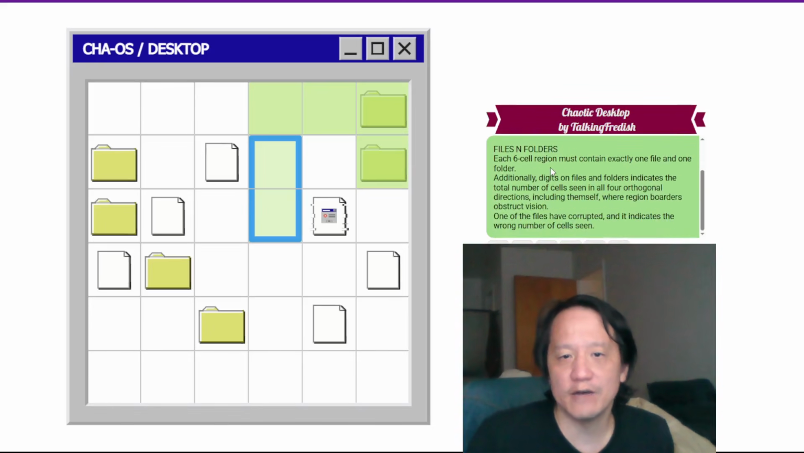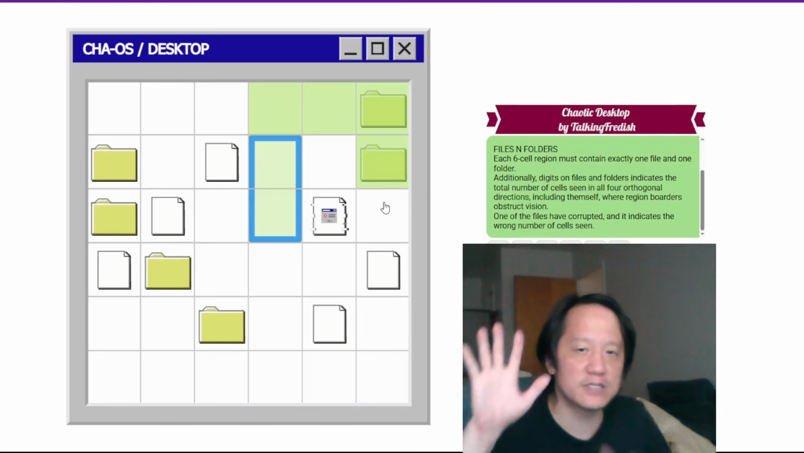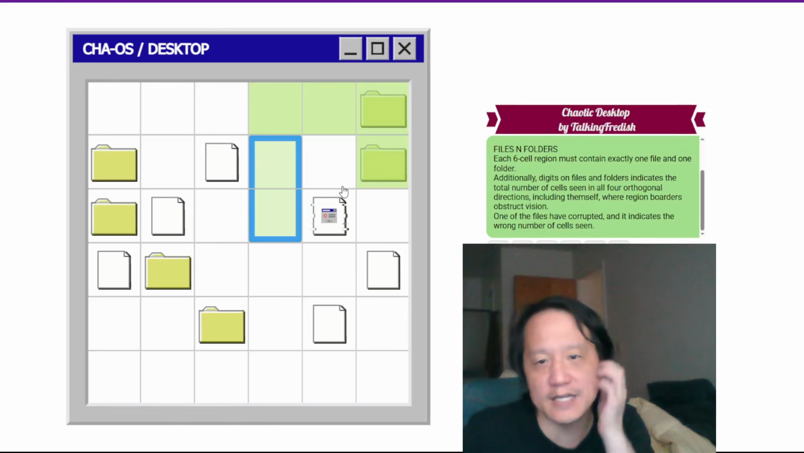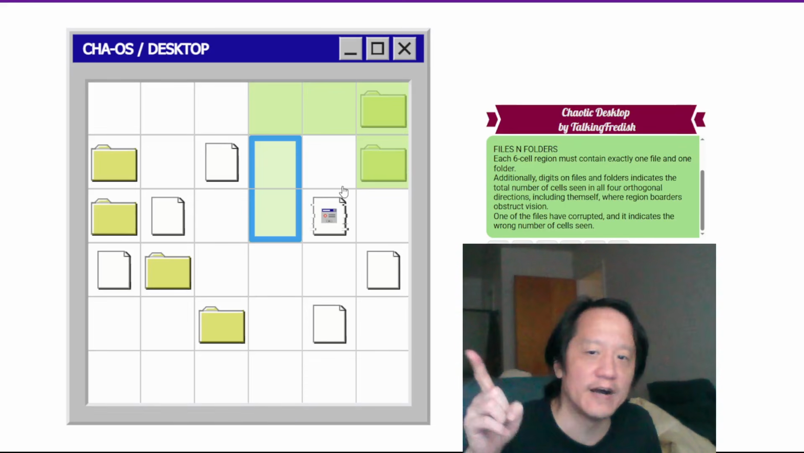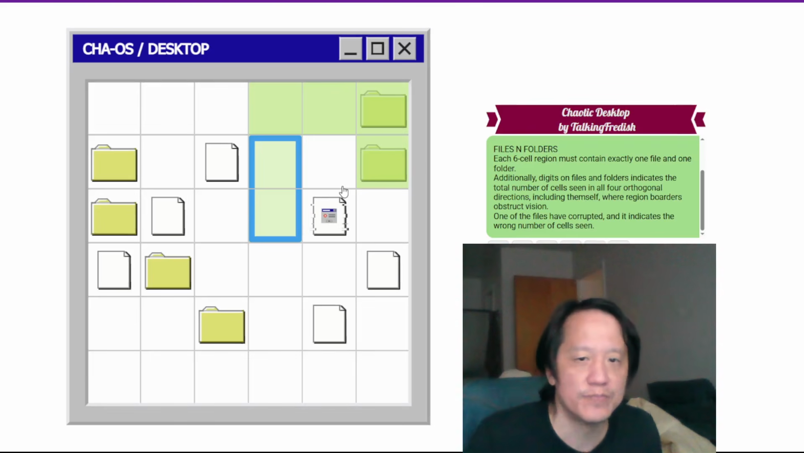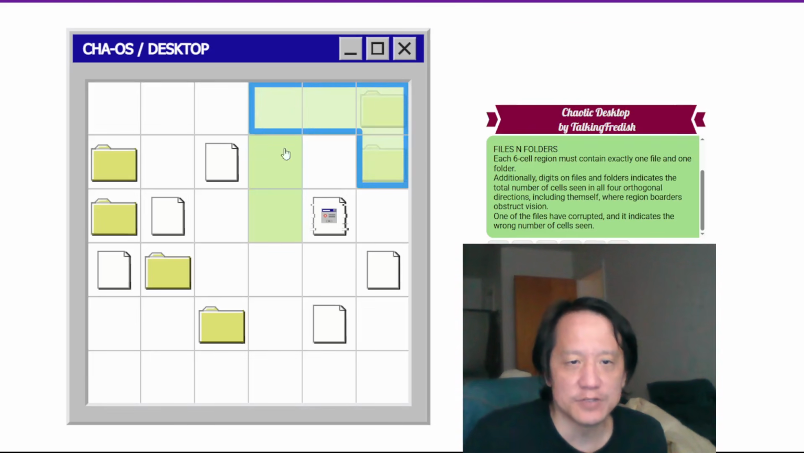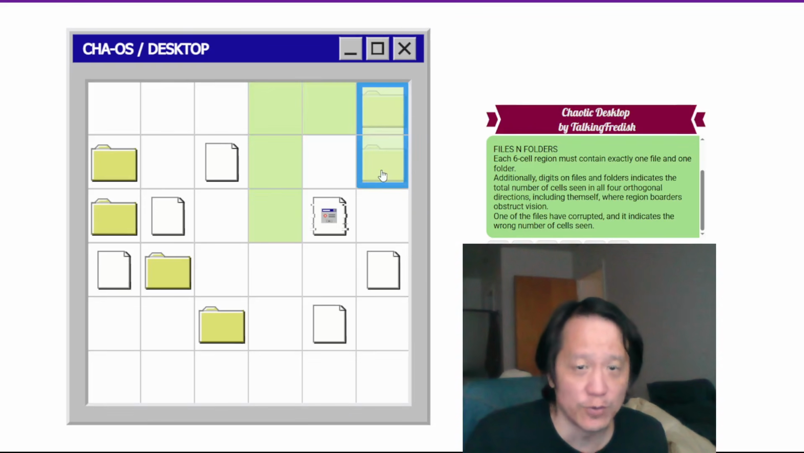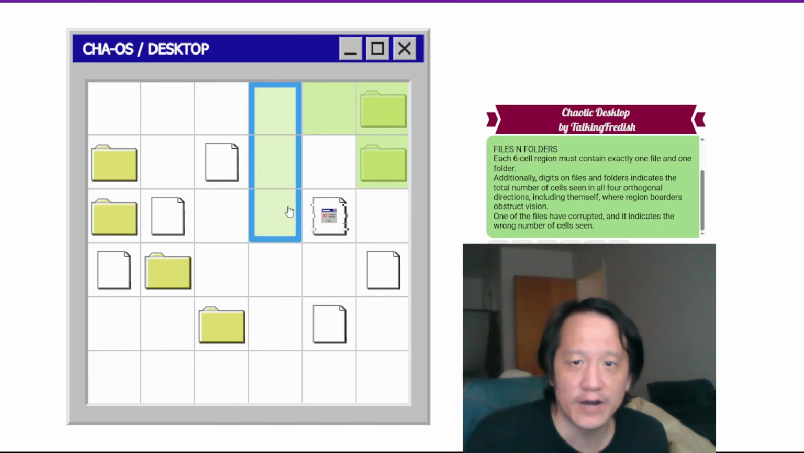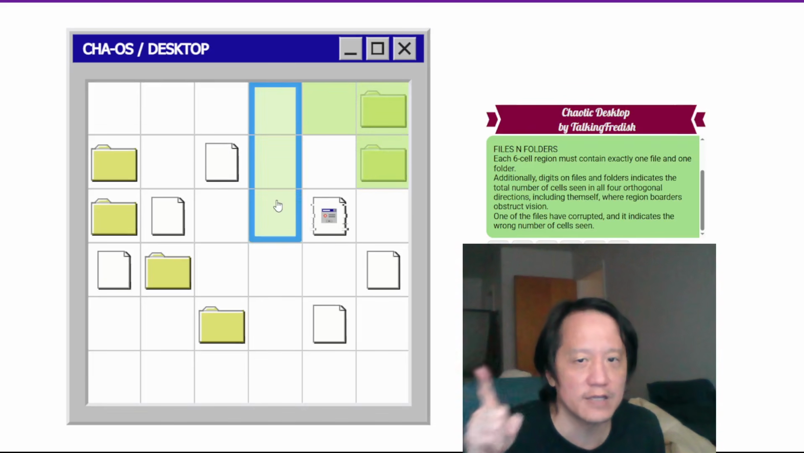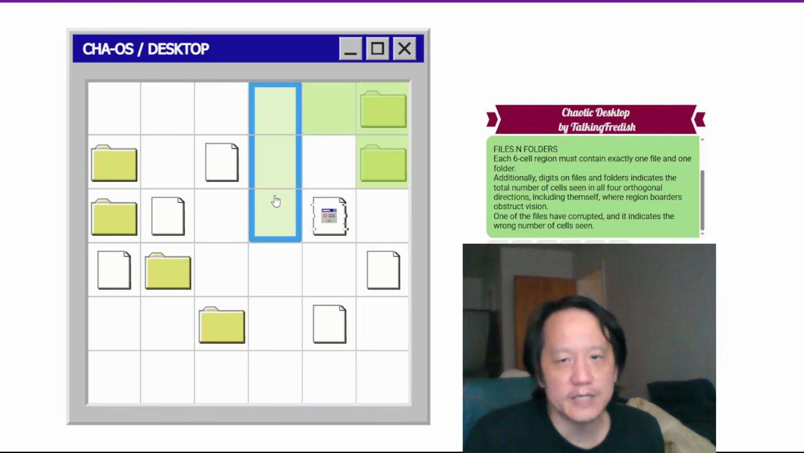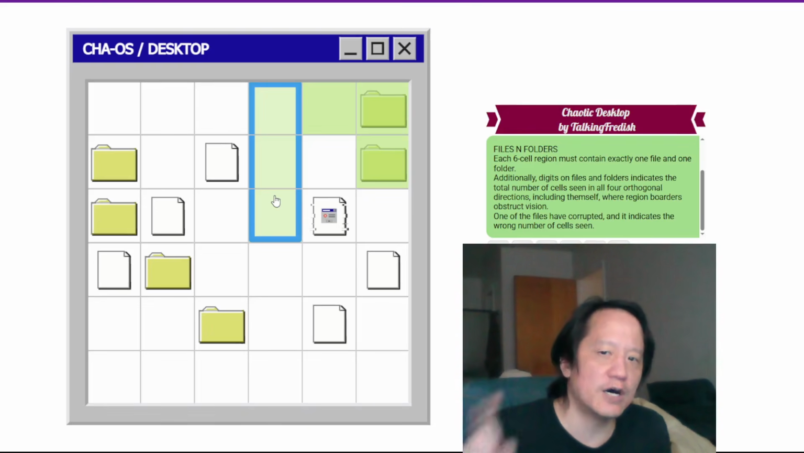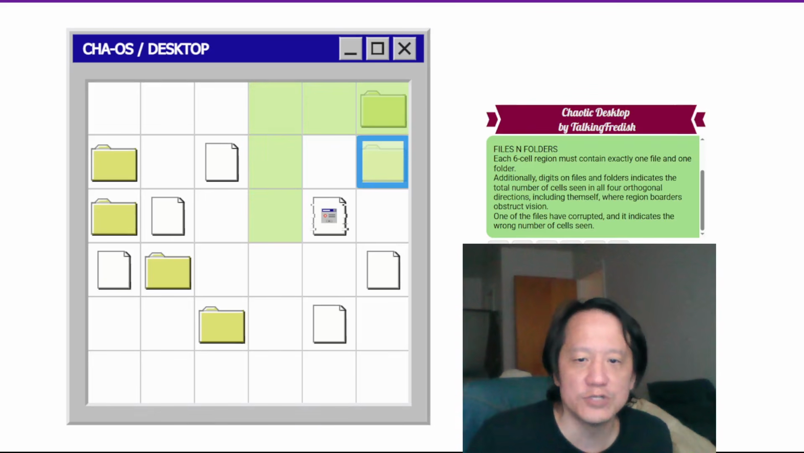We also have files and folders, where each 6-cell region must contain exactly one file and one folder. So this is not valid as a region because we have 2 folders in the region and no files. We have to have exactly one file and one folder. Let's use an example that is potentially valid. It's something like this.